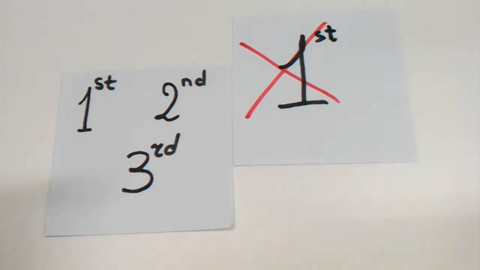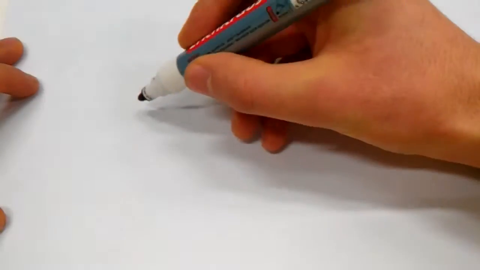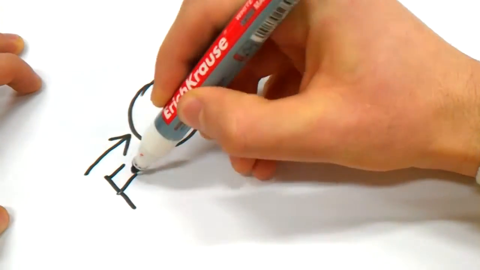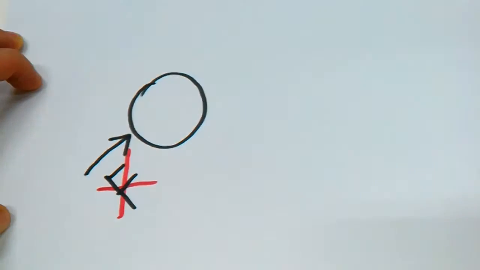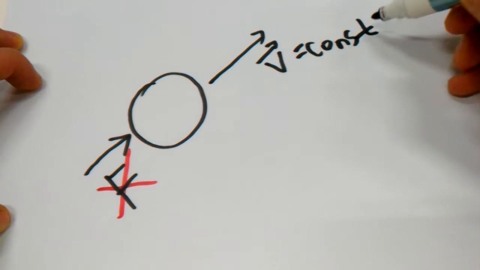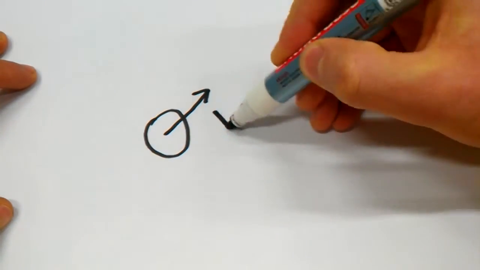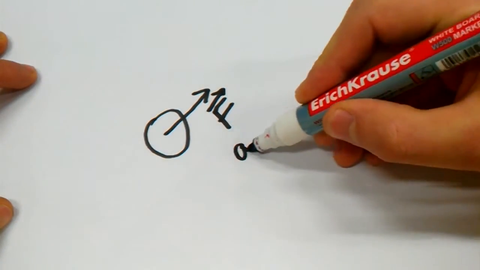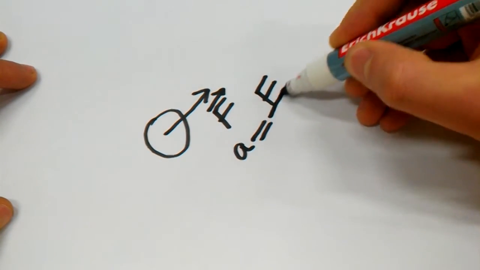Let's remind you Newton's laws. According to Newton's first law, if an object experiences no net force, then it is traveling with constant velocity or it's at rest. This law is also called the law of inertia. According to Newton's second law, if an object experiences a force, then its acceleration is directly proportional to the force and is inversely proportional to the mass of the object.